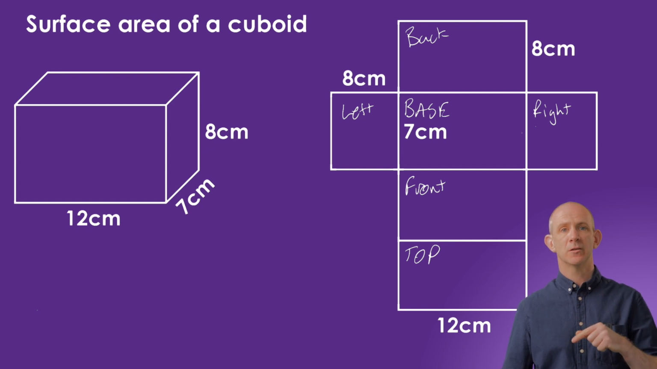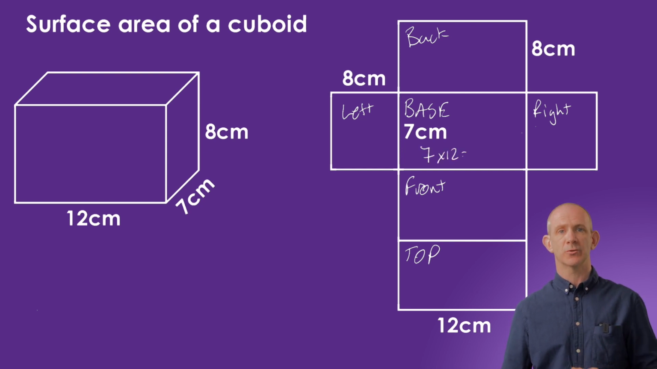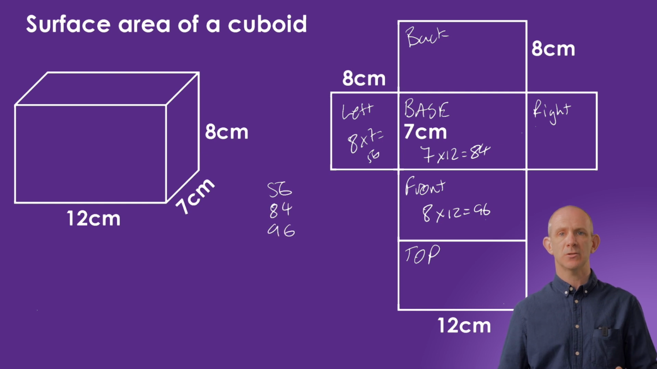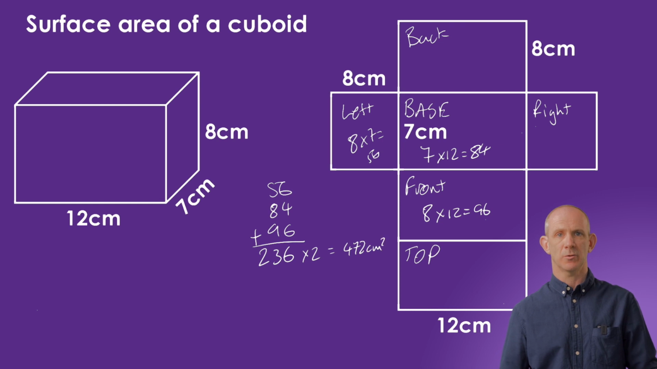So the base will be 7 times 12 to give 84 centimeters squared, the front is 8 times 12 to give 96 centimeters squared, and the left is 8 times 7 to give 56 centimeters squared. If we add these together, we get 236 centimeters squared and multiply it by 2 to get 472 centimeters squared.